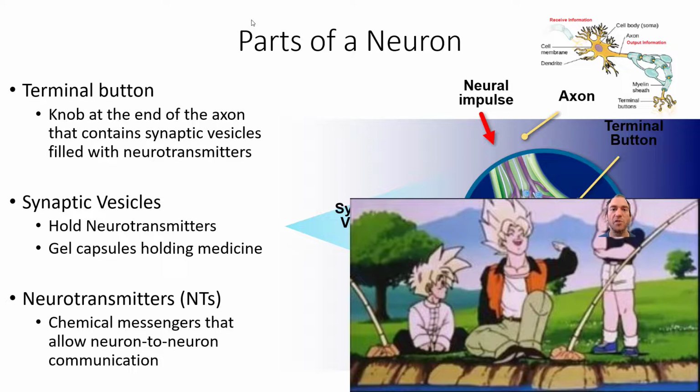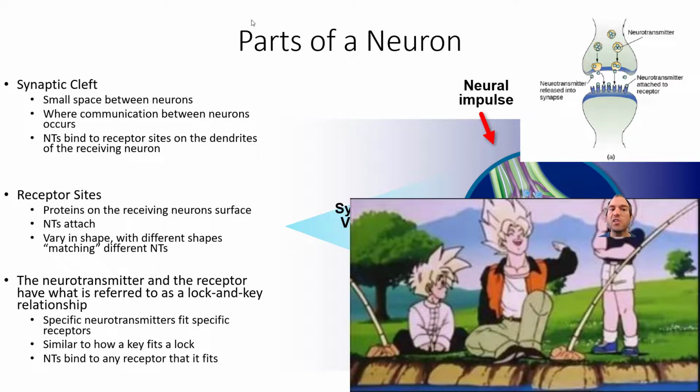So our neurons are doing two functions. They're receiving information from other neurons through their dendrites, and you can see that in the upper left-hand corner. And then they're transmitting information through the axon to the terminal button. The terminal button is where a bunch of synaptic vesicles are, which hold neurotransmitters, and neurotransmitters allow for chemical communication between neurons. Because remember, we have electrical communication and we have chemical communication. This brings us to the synaptic cleft.